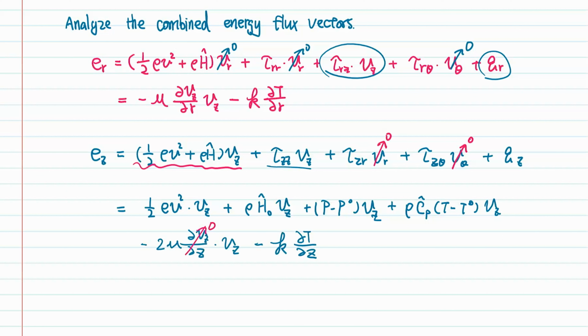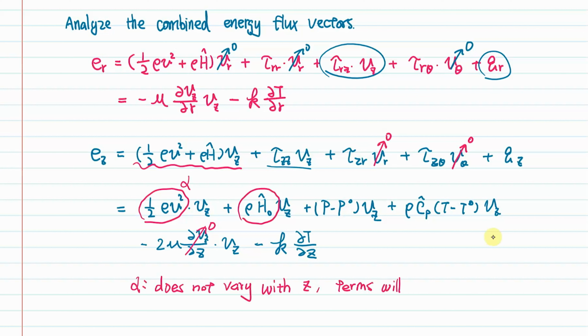And so you can see that what's happening here is we can look at also two terms in the convection part. So the kinetic energy and the standard enthalpy at some reference state, let's give it a symbol alpha. So the alpha terms here do not vary with Z. Okay, so the terms will vanish after taking the derivative of Z, because VZ is also not changing with Z. So after you plug these into the differential equation, these two terms change to 0, too.